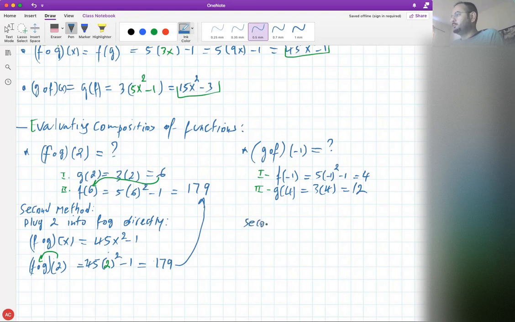So again, g of f of -1. First let me write the composition itself. So the composition we got earlier is this one, g of f of x is 15x to the second minus 3.